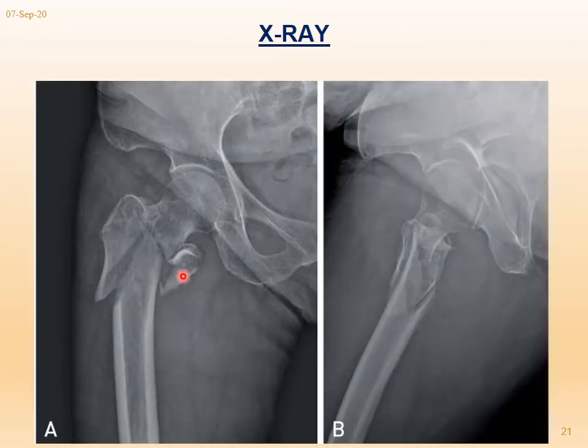This is the X-ray, AP view and lateral view. This is the greater trochanter, this is the lesser trochanter, this is the proximal part, and this is the distal part. Here you can see the oblique kind of fracture in the lateral view.